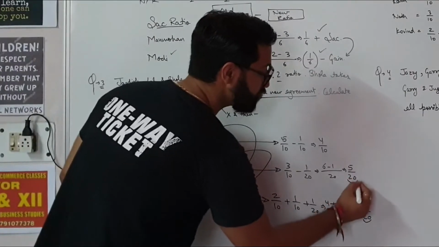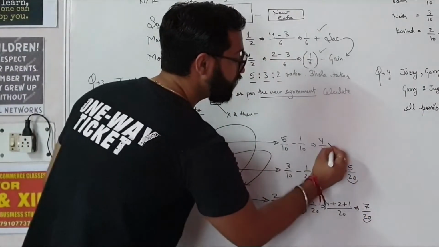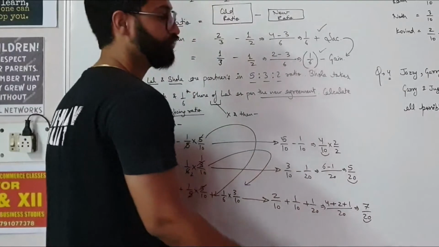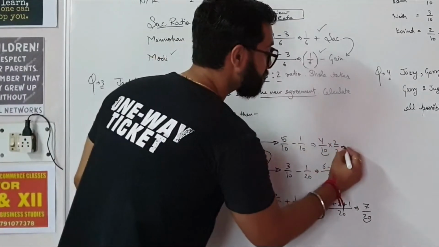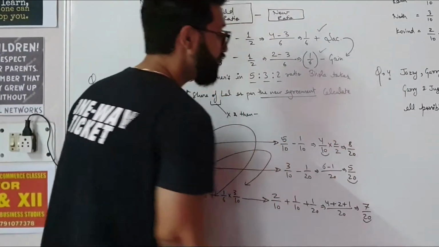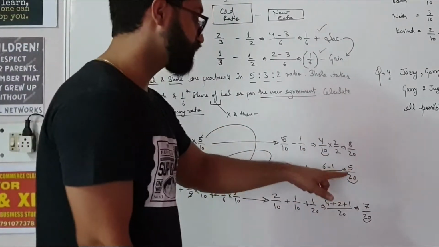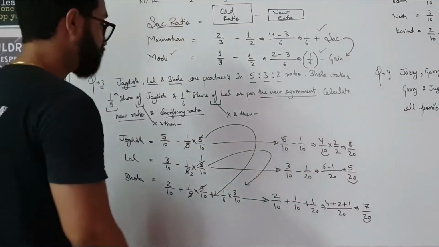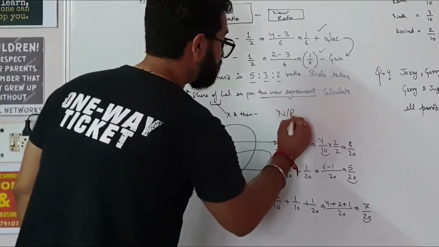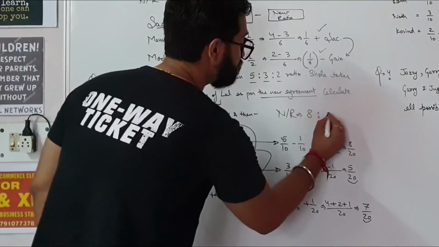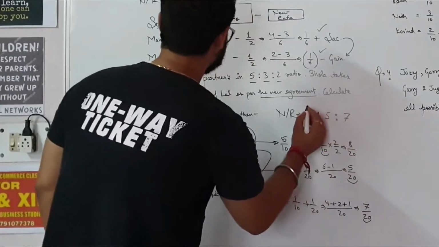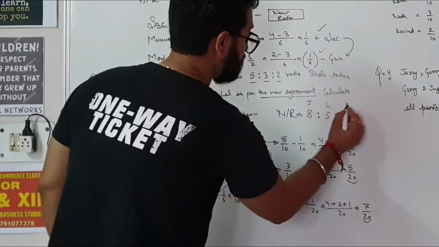Okay, now the base is 20. Here the base is also 20. Here the base is not 20, so multiply and divide by 2 so that the base becomes 20. Answer is 8 by 20. Therefore, the new profit sharing ratio is 8 is to 5 is to 7. So the new ratio is 8 is to 5 is to 7 between Jagdish, Lal and Bhola.